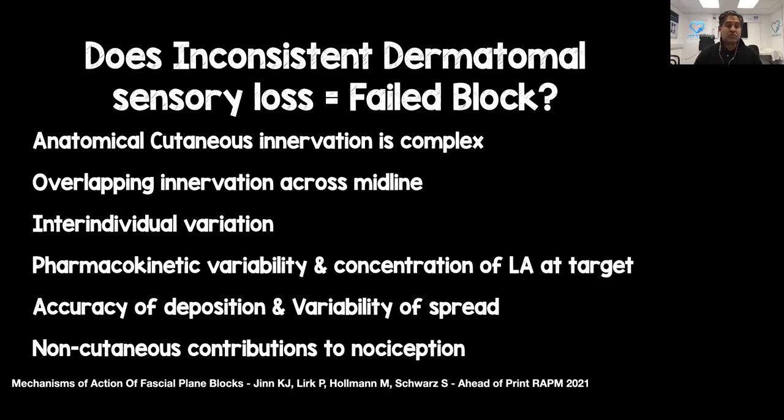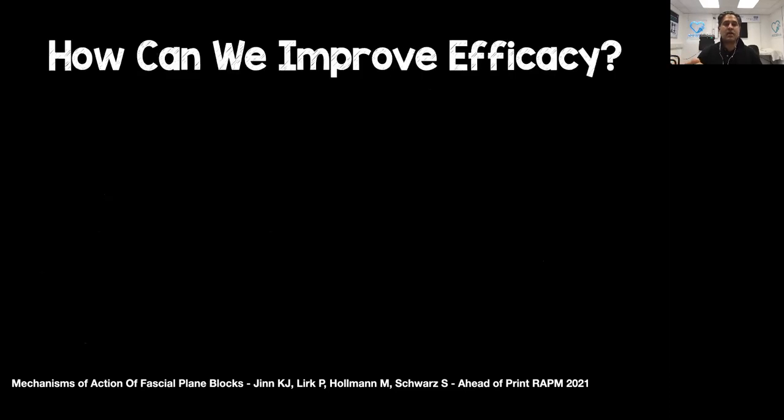And we also, as mentioned before, there are non-cutaneous contributions to nociception. So we know that cutaneous manifestations of a block are not necessarily relevant for a successful block, and there are many reasons why that might be the case. So how might we improve efficacy?